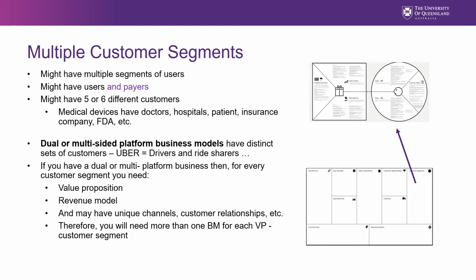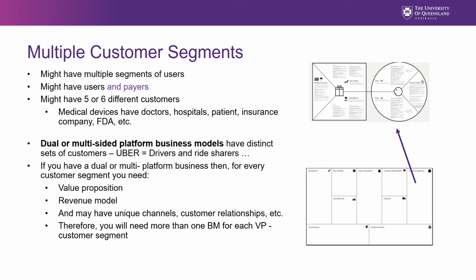Sometimes your products or services might have multiple users involved. Will all of the people in the chain insist on buying and using your product? There are also dual or multi-sided platform business models. This is where you may have different customers interacting.